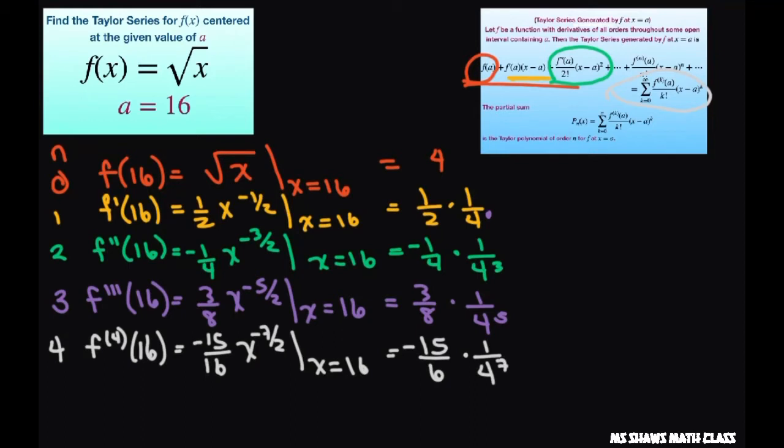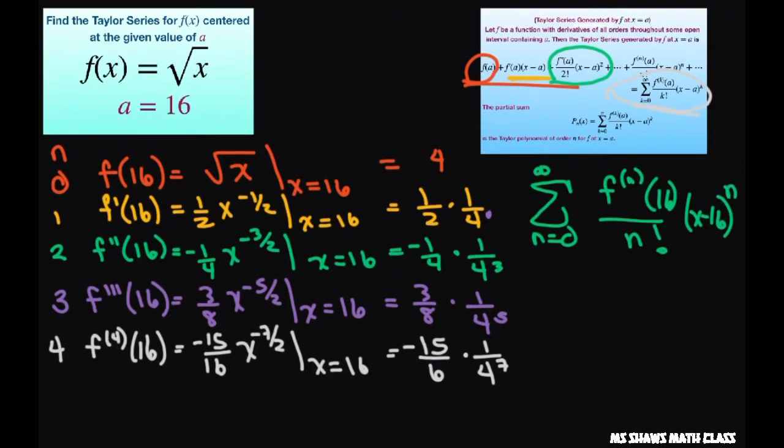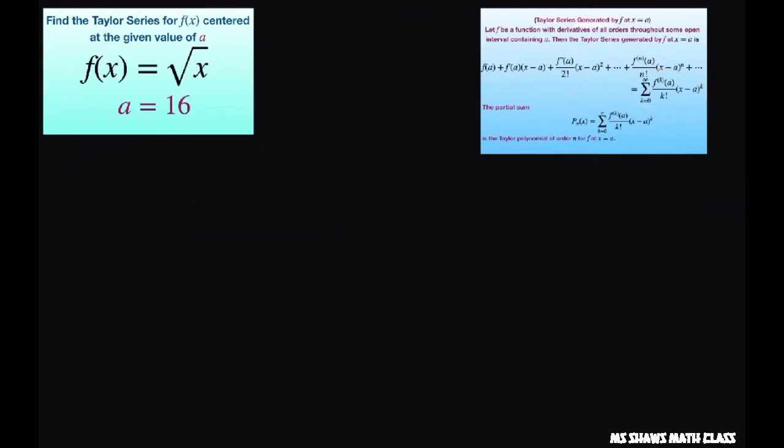All right, now that we have this, we can write this in this format here, which would be the sum as n equals 0 to infinity, and we're going to have our nth derivative at 16 divided by n factorial times x minus 16 to the nth power. Using all of this, we're going to expand our Taylor series and generate that. So let's write this all out. It's going to take some space.